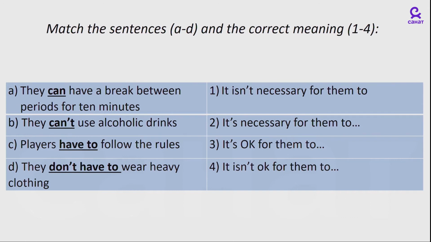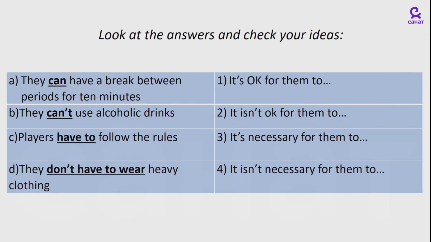Now, match the sentences from A to D and the correct meaning from 1 to 4. For example, they can have a break between periods for 10 minutes. And the answer is, it means it's okay for them to. Number 3. What about the rest of the sentences? Let's look at the answers and check your ideas.